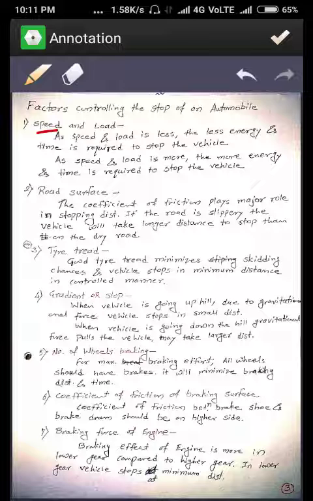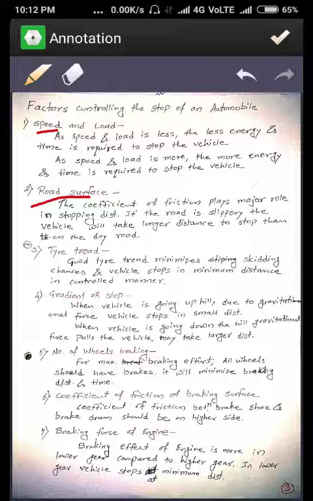Second is road surface. As you can see here, the coefficient of friction between the road surface and the tire plays a very vital role in stopping distance. If the road surface is slippery, then the stopping distance will be quite longer, because the vehicle may slip or skid. So the road surface should be sufficiently rough for the proper braking effect.